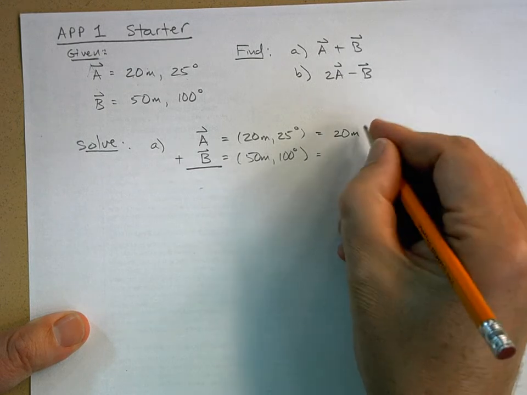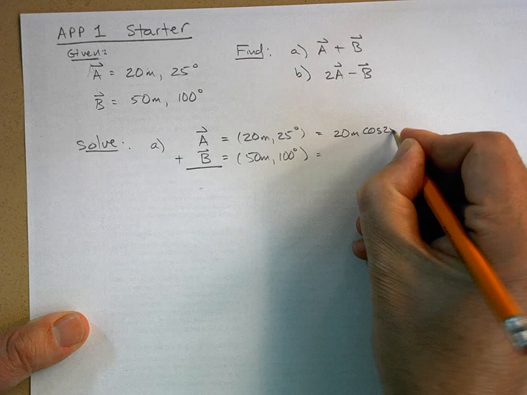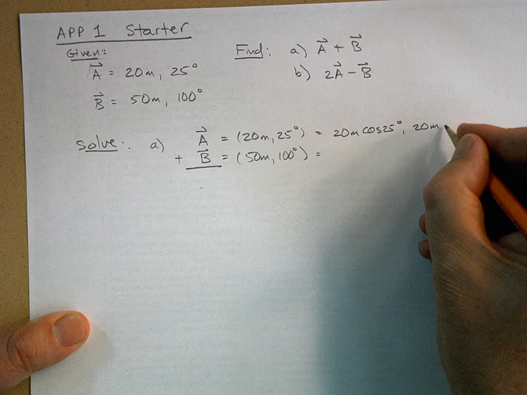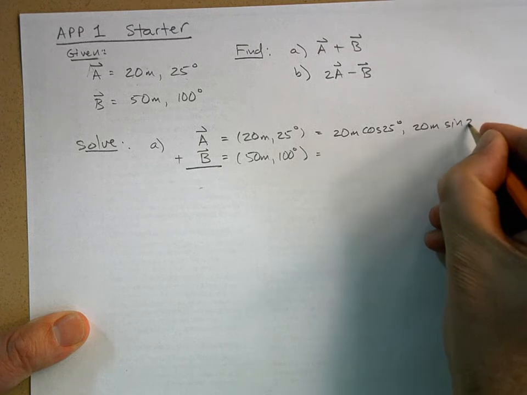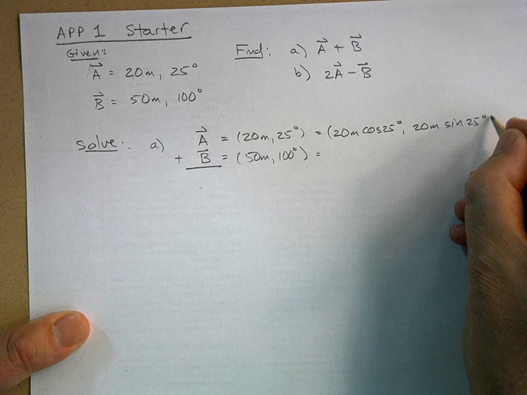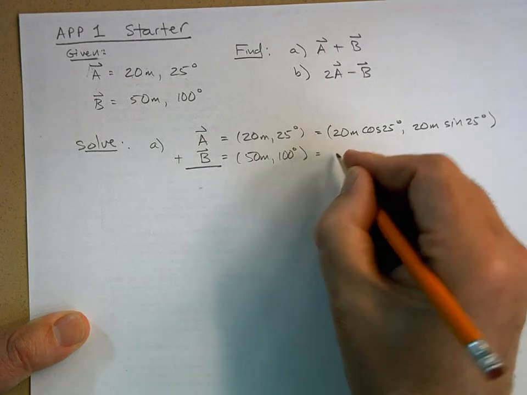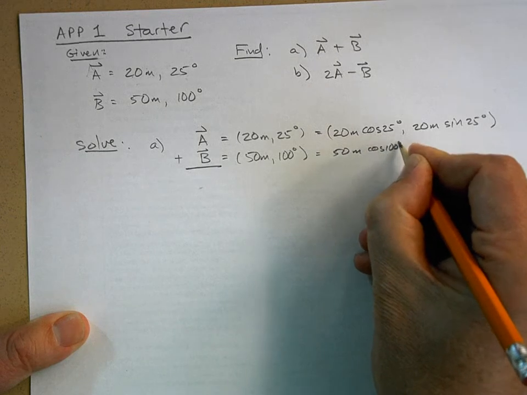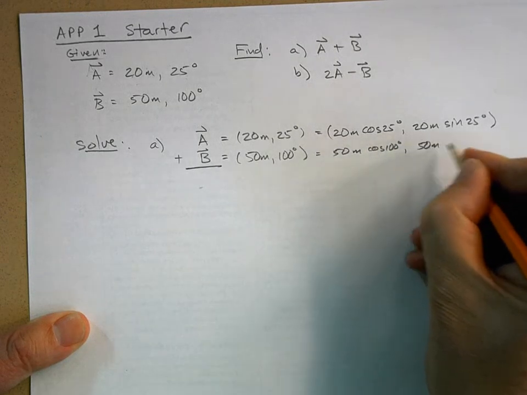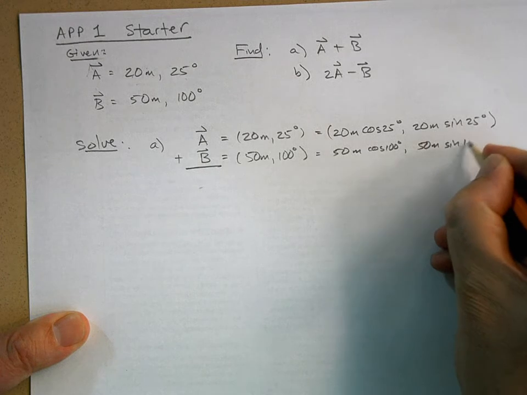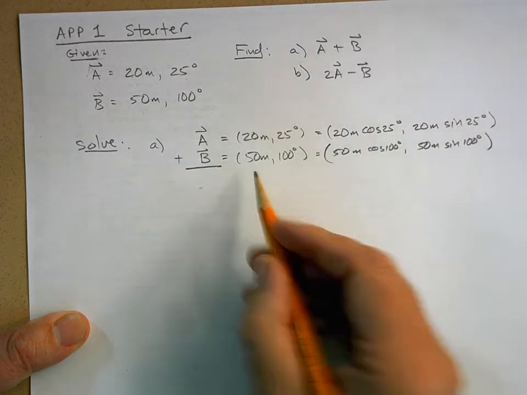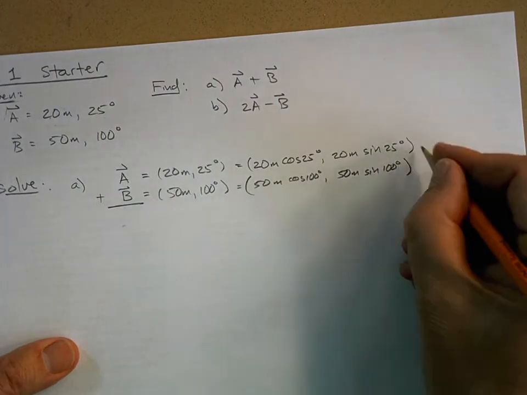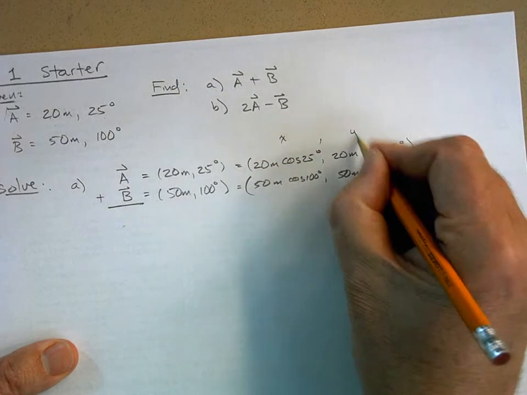20 meters at cosine of 25 degrees. 20 meters at the sine of 25 degrees. Plus 50 meters cosine 100 degrees. 50 meters sine of 100 degrees. Now I'm going to go ahead and do the math, because see, this will be the x components and this will be the y components.